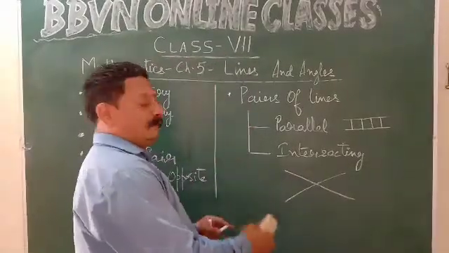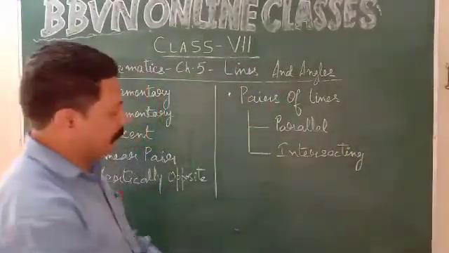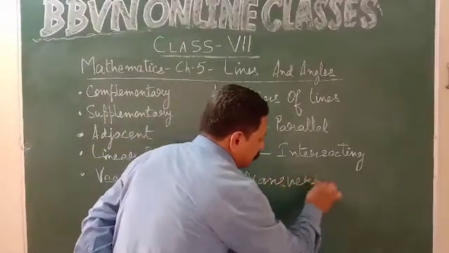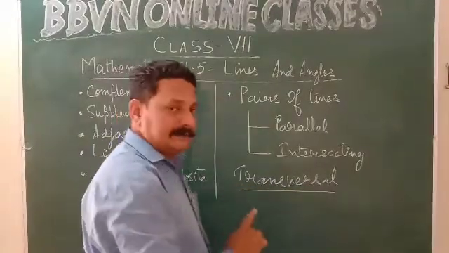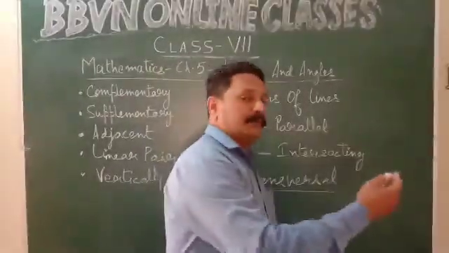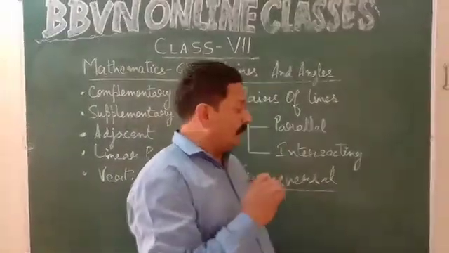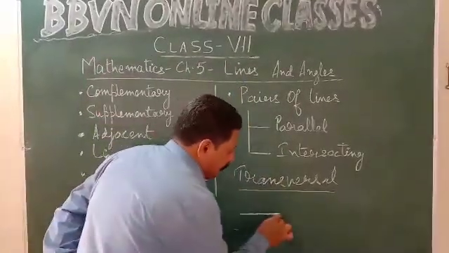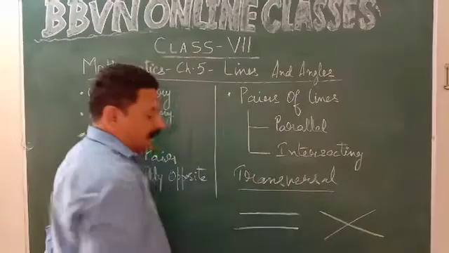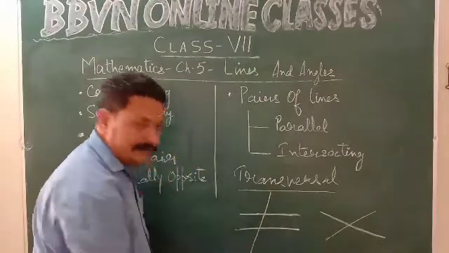Here I will introduce one more term which plays a very important role in these pairs of lines, and that is known as a transversal. A transversal is also a straight line such that it intersects any two parallel or non-parallel lines at two distinct points. Suppose this is a pair of parallel lines and this is a pair of intersecting lines. A transversal means a third line which intersects them at two different points.